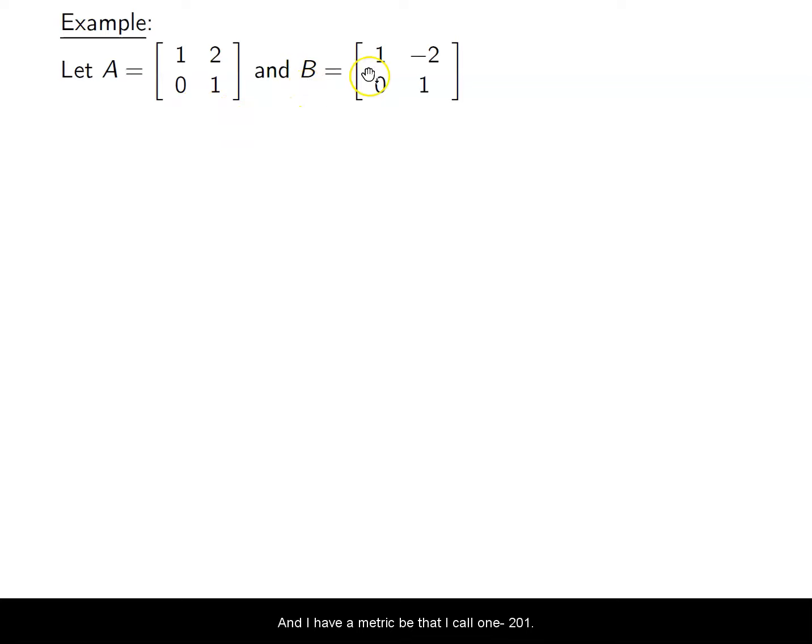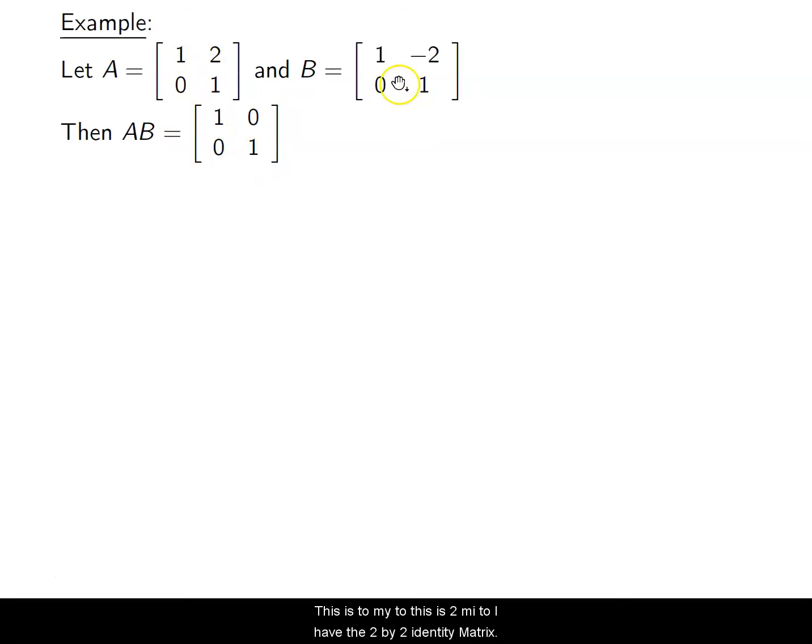Okay. So let's do an example. So we're not going to find the inverse, but we are going to just give it to you, right? So let's say that A is [1, 2; 0, 1], and I have a matrix B that I call [1, -2; 0, 1]. Okay. Now if I multiply these things together, I'm going to get [1, 0; 0, 1], right? This is 2 by 2, this is 2 by 2. I have the 2 by 2 identity matrix. So we can double check this real quick. 1 times 1 is 1, 2 times 0 is 0. So 1 plus 0 is 1, right?